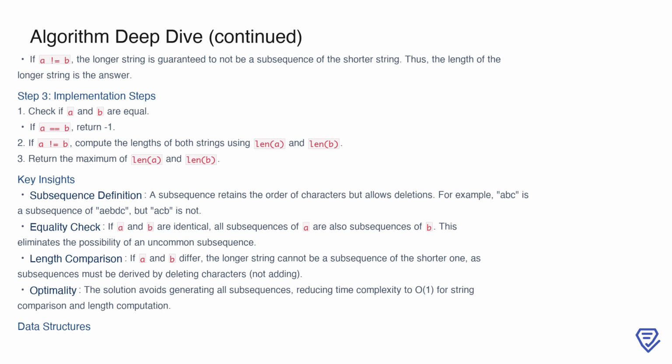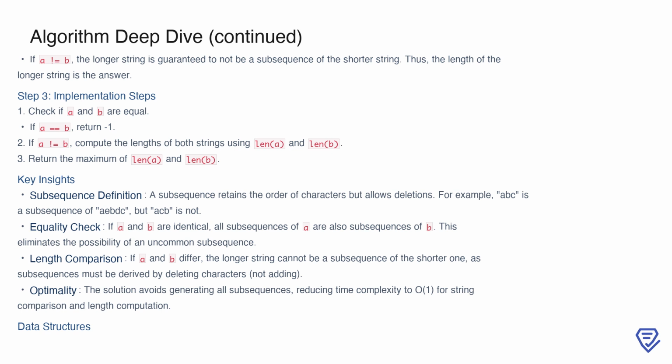To implement this, we need only a few steps. First, check if the strings are identical. If they are, return -1. If not, calculate the lengths of both strings using the len function, and return the larger of the two lengths.